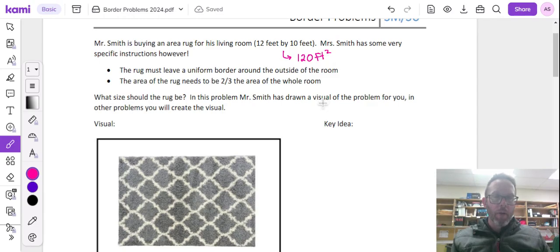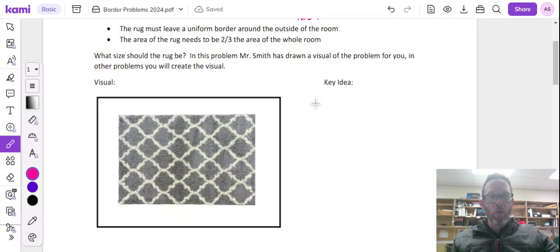Now, not any old area rug will do. Mrs. Smith has some very specific instructions. The rug must have a uniform border around the outside of the room. So what that means is the distance from the rug to this wall, this wall, and this wall has to be the same distance, giving a uniform border around the room. Could be 1 foot, could be 1.5 feet, could be 1.2 feet.